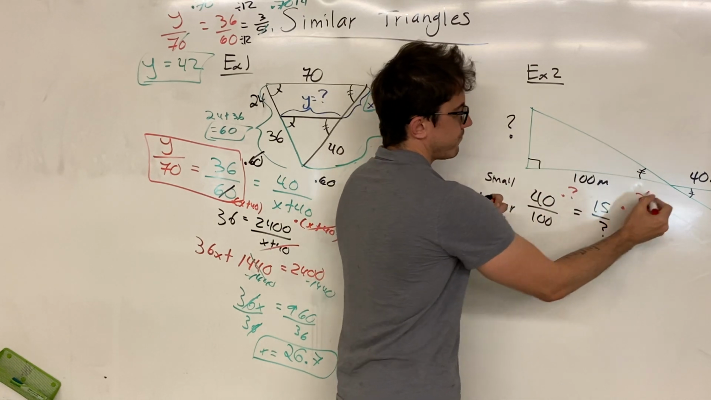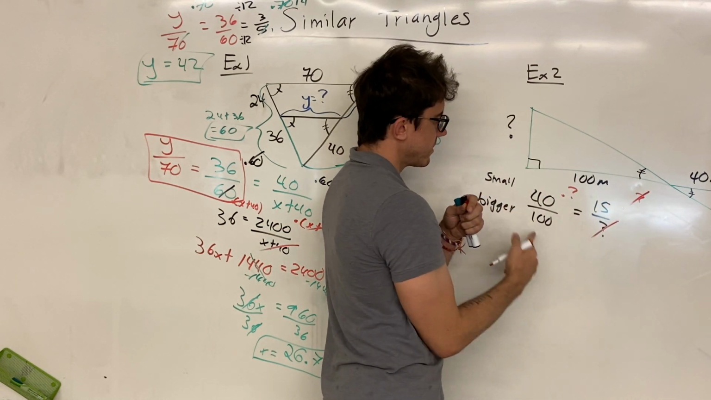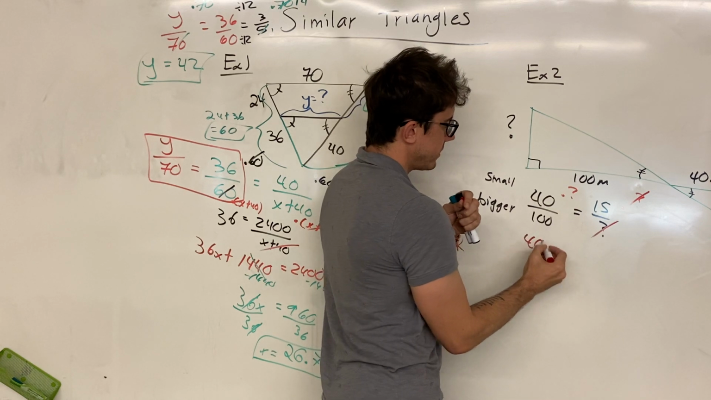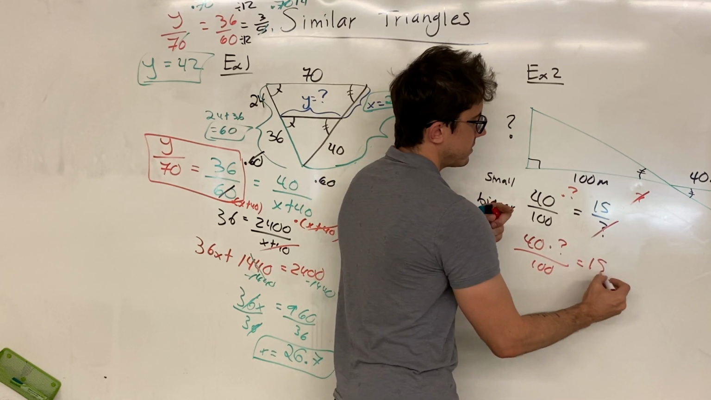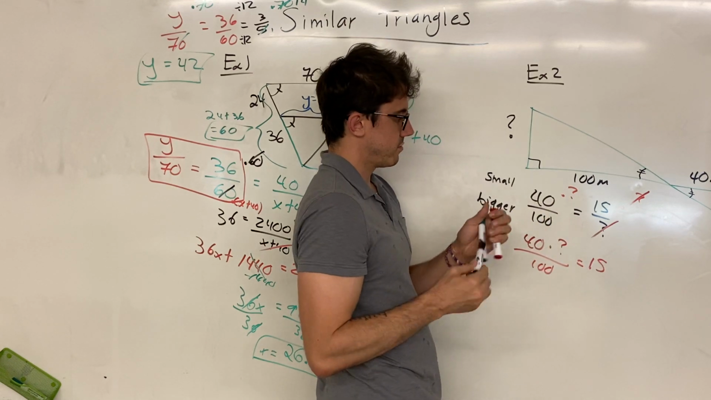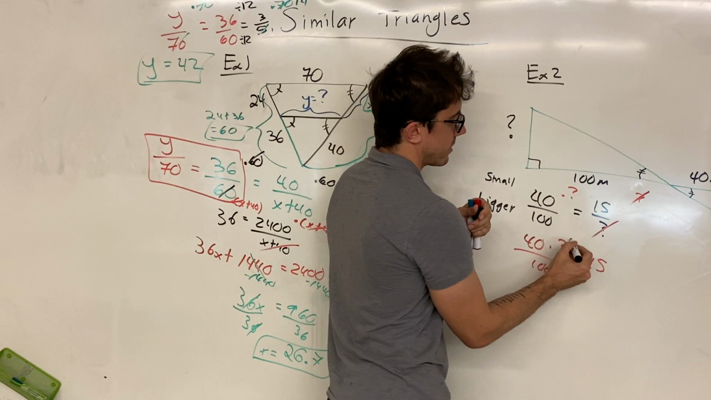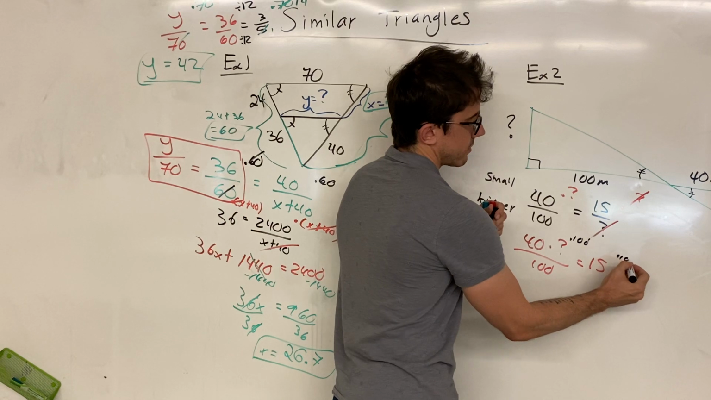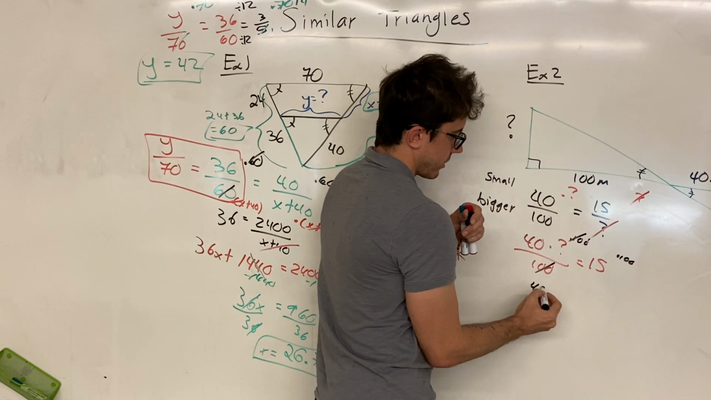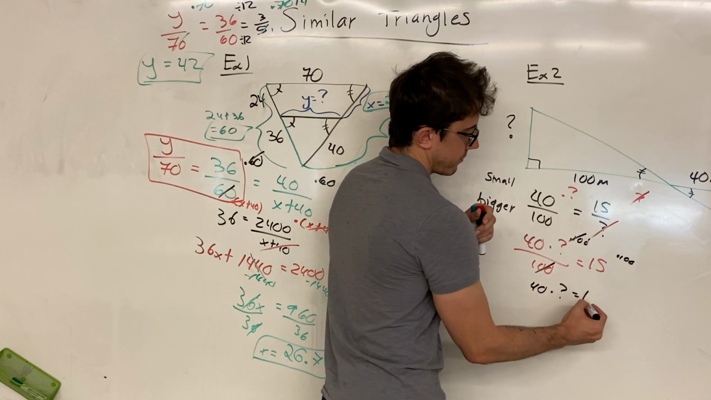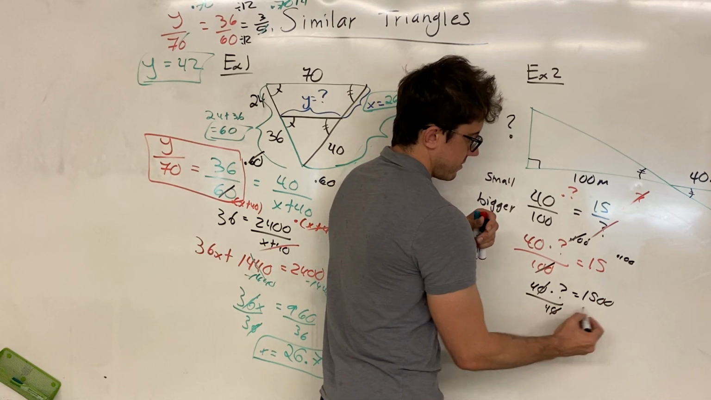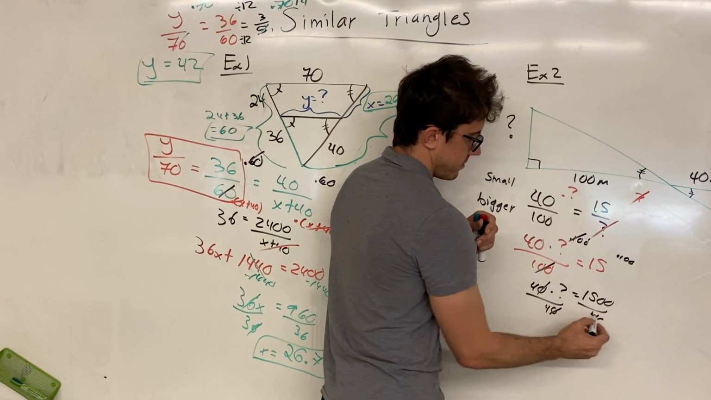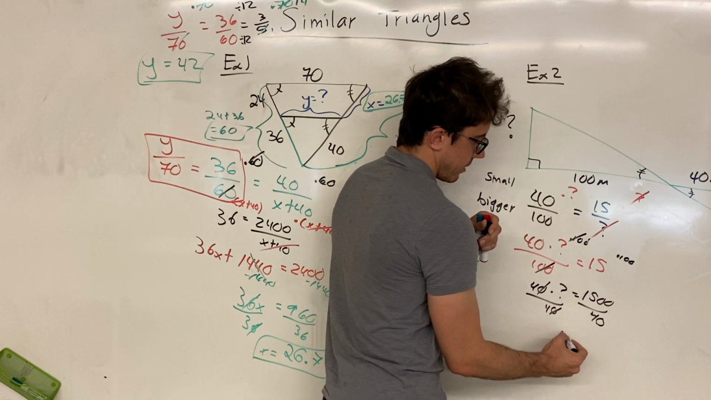So that's an easy one. So now those go away. So on this side, we have 40 times this unknown value over 100 is equal to 15. Now we can multiply both sides by 100. I'm sure you guys know how to finish this one off. 40 times the unknown value is equal to 1500, and dividing both sides by 40 gets us to our solution.